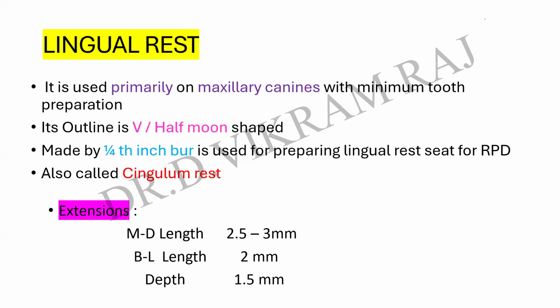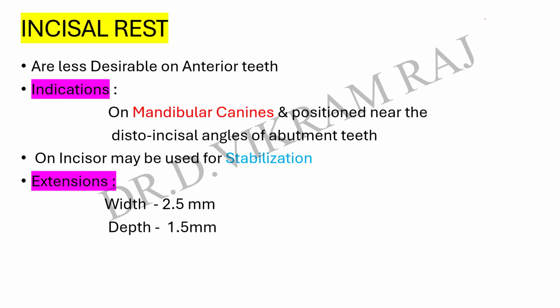Coming to the lingual rest, it is used primarily on the maxillary canines with minimum tooth preparation, and it is V or half-moon shaped, made by a quarter-inch round bur, and it is also called a cingulum rest. Mesiodistal length is about 2.5 to 3 mm. Buccolingual width is about 2 mm, and depth is going to be 1.5 mm.